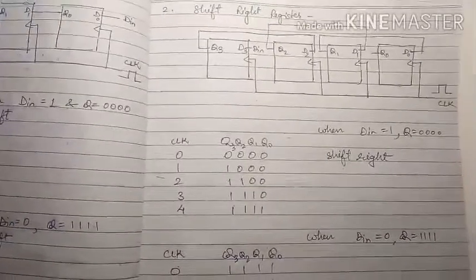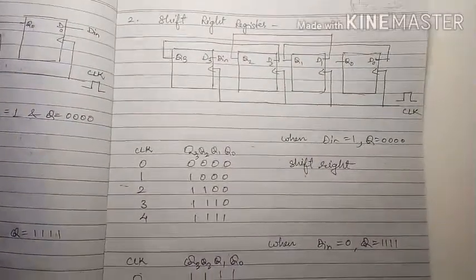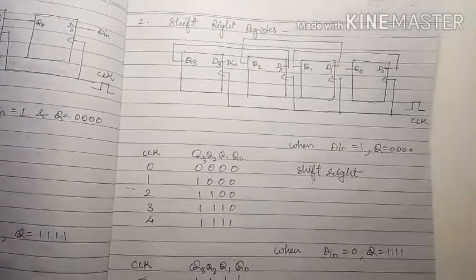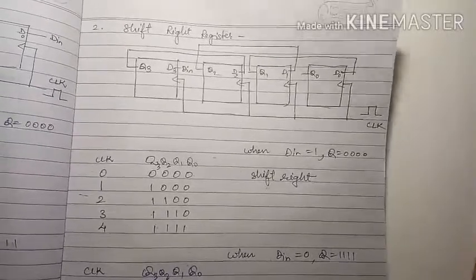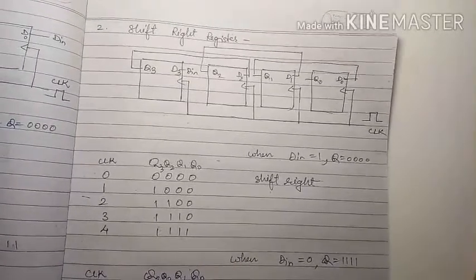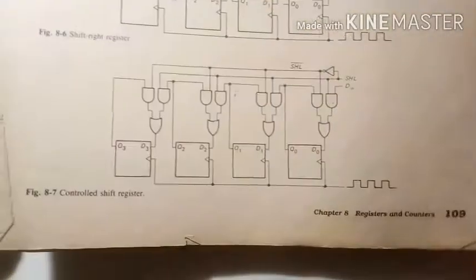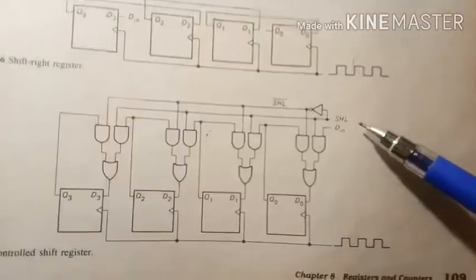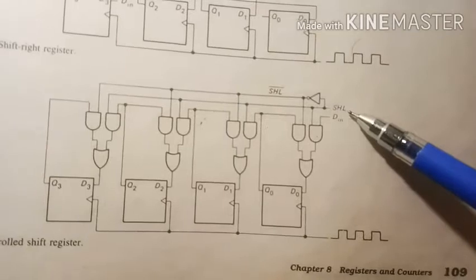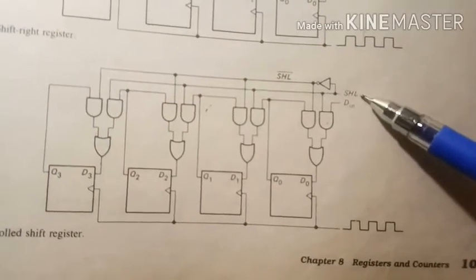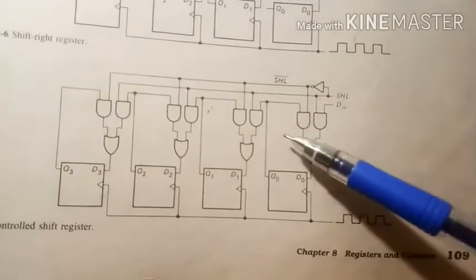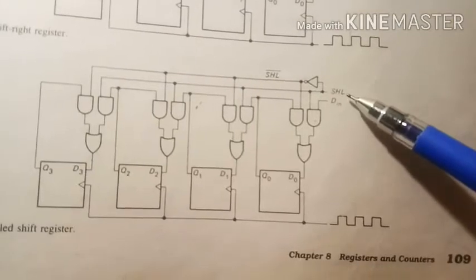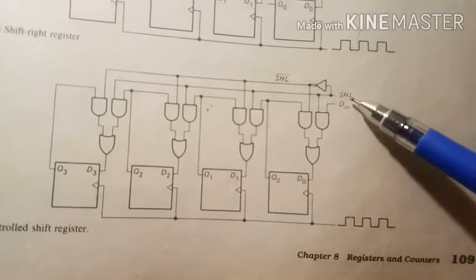So the improved circuit of a shift register is nothing but the controlled shift register, where we can use some control signals for controlling the shifting operation. Let us see the circuit diagram for this. You can see the controlled shift register here, a signal SHL, shift left, and this SHL signal controls the direction of shifting. If this is 1, then shift left operation will be performed. If SHL is 0, shift right operation will be performed.